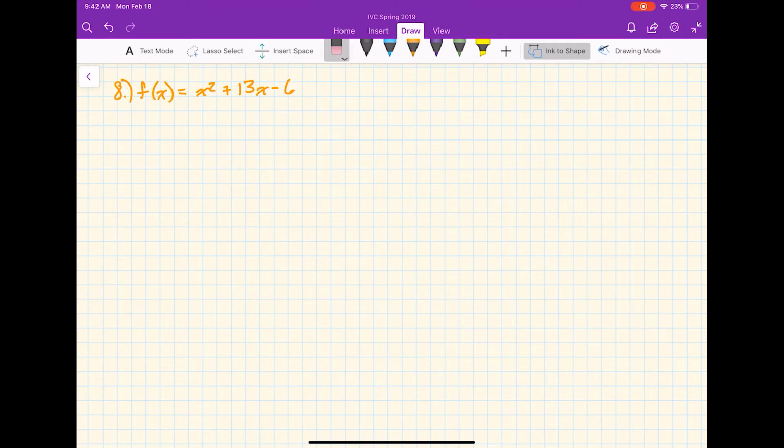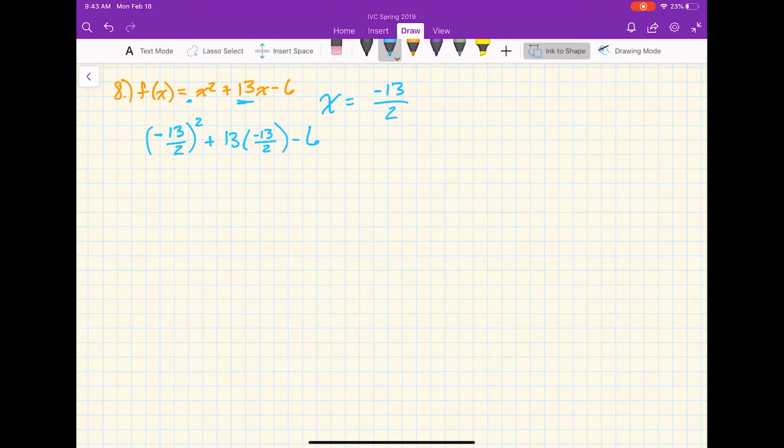Okay, so number 8, I'll use the same method here. x equals negative 13 over 2, sorry. And that can't be factored down any or reduced, so this is going to suck. So we'll just plug negative 13 over 2 into our original formula. So negative 13 over 2 squared plus 13 times negative 13 over 2 and minus 6.